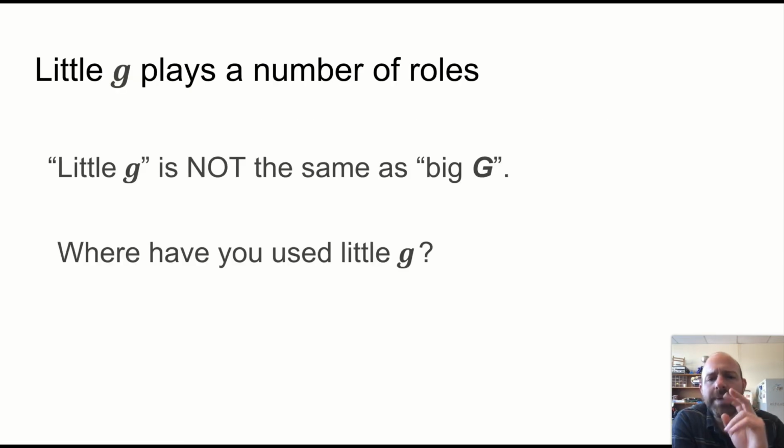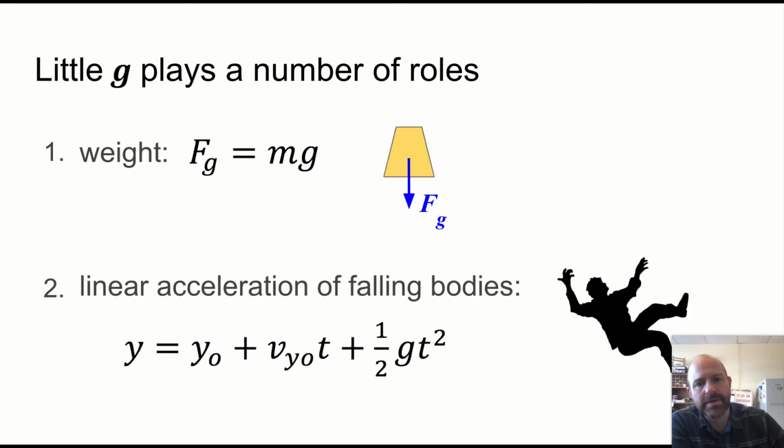So the big distinction here is little g is not the same as big G, right? The big G that we defined in the previous lesson was this universal gravitational constant, 10 to the negative 11th Newton meter squared per kilogram squared. So that one has to do with how strong the gravitational force is between these two masses a distance apart. But little g, of course, is something we're much more familiar with.